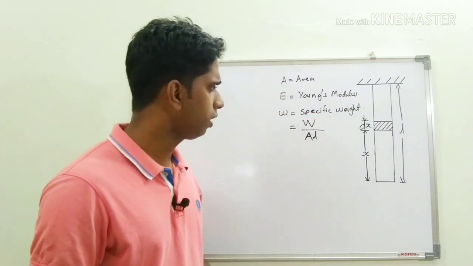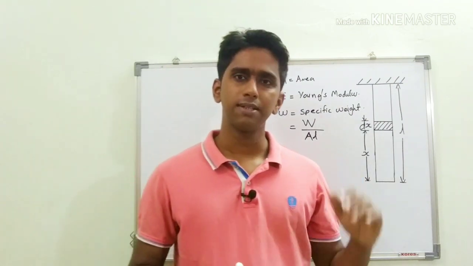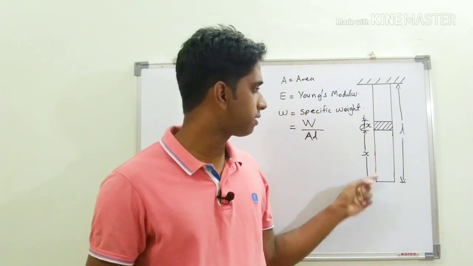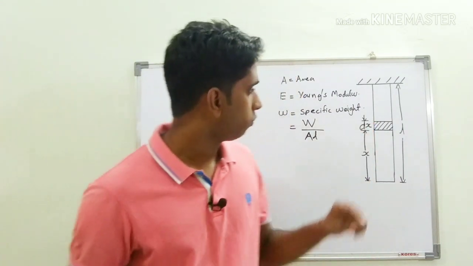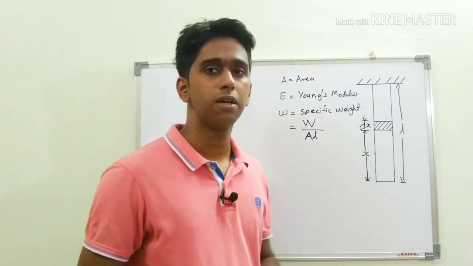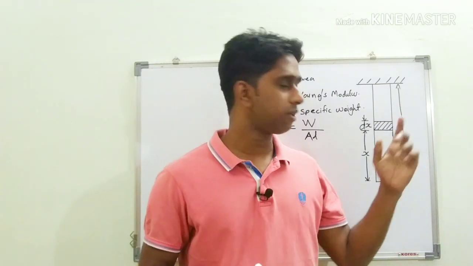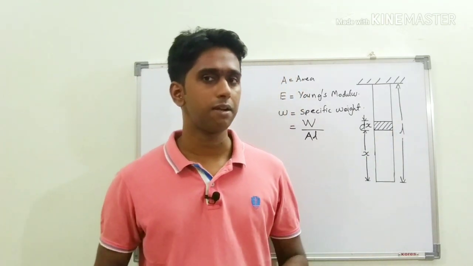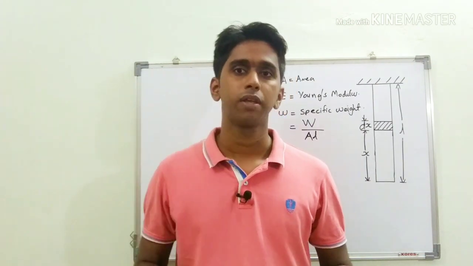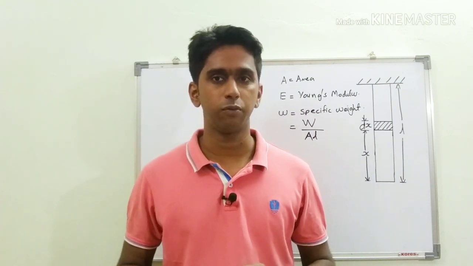Now, first of all we will consider a differential element having thickness dx at a distance x from the bottom end. We are going to find the deformation of the differential element under self-weight. Then we'll extend this concept to the total volume by using integration. So this is what we are going to do in this derivation.